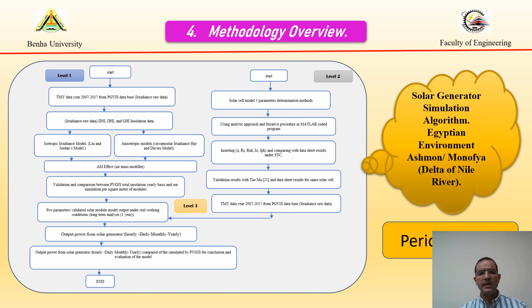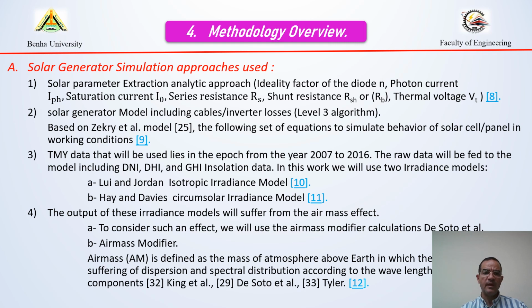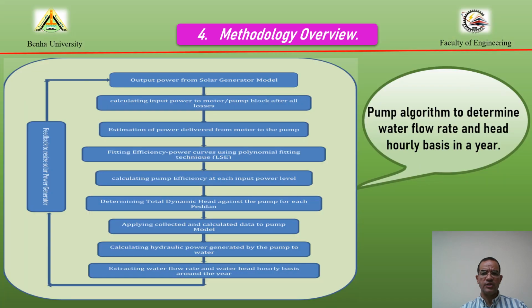The second level is to extract the solar parameter extraction of a solar cell or solar model. We use analytic approach proposed by Javier Corpus and compare the results with results from Tau-Mau numerical model and the datasheet model. Finally, all of this data is injected to the solar system simulator proposed by Zikri, and the data is compared to the PVGIS Monnier model. This is the solar generator simulation approach used.